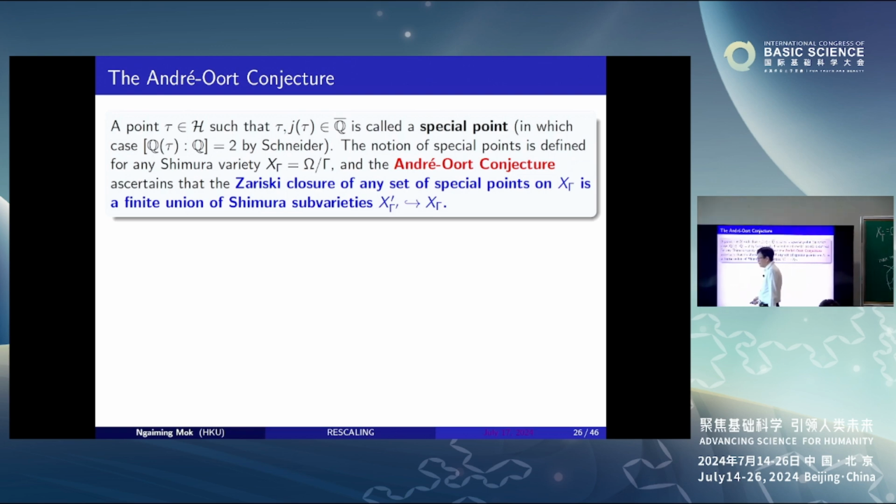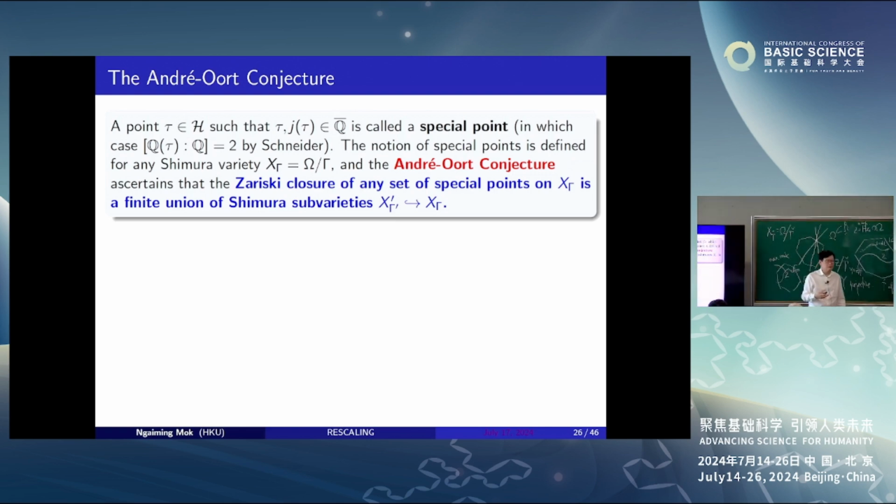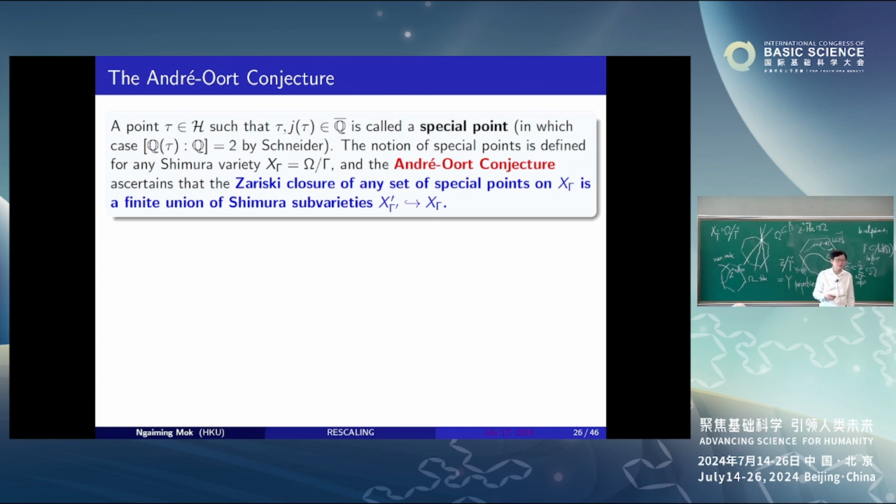And the conjecture is that if you have an infinite number of such special points, then its Zariski closure must be what is called a weakly special subvariety. So essentially, a totally geodesic subvariety. They didn't use this language, but it was proven later on by Moonen that what they call weakly special subvarieties are exactly the totally geodesic subvarieties with respect to the Kähler metric.